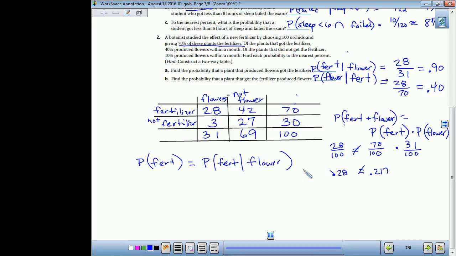Okay. So another one would be the probability of A given B. Okay, so fertilizer is 70 out of 100, and fertilizer given flower is 28 out of 31. So this is 0.9. Does that equal 0.7? No. So we cannot prove that they're independent. And they probably are dependent, because generally fertilizing something does cause it to grow and to flower, right?